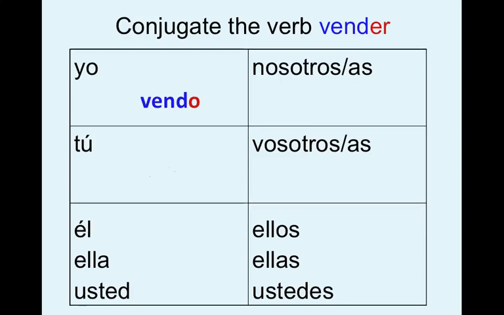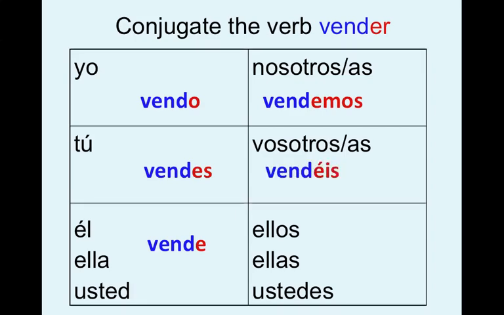Tú vendes. He, she, or you formal sell. Él, ella, usted vende. We are selling. We do sell. We sell. Nosotros, nosotras vendemos. You guys, you gals, you guys and gals are selling books. Vosotros, vosotras vendéis.